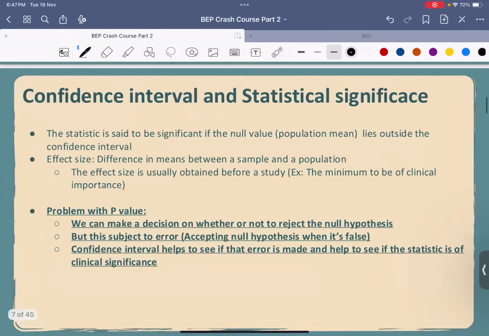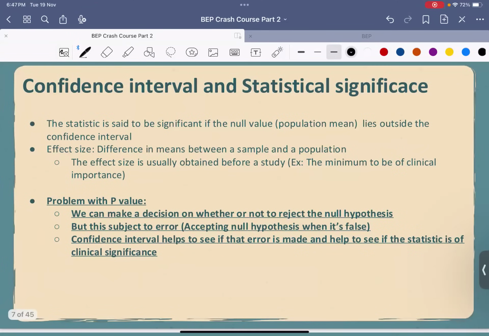Now, confidence interval and statistical significance. Now, this, I'll just introduce something. I'll touch way more upon it later on. I'll just introduce it now. Whenever we're doing a statistical test, we have two hypotheses. We have the null hypothesis and we have the alternative hypothesis. So let's say, for example, we're testing if smoking increases the risk of lung cancer, okay? So we take a sample of smokers and a sample of non-smokers, and then we compare the amount of people who have lung cancer in both groups, okay?